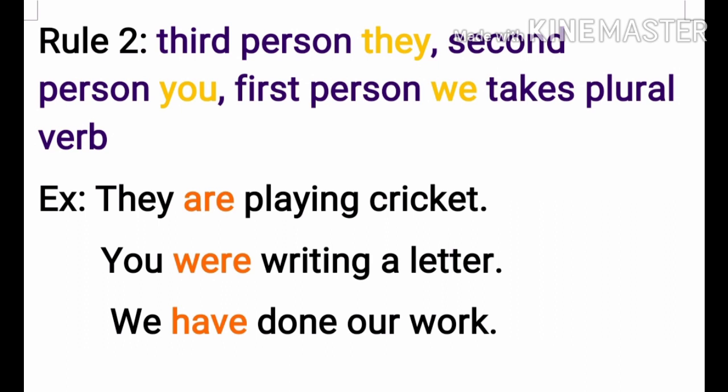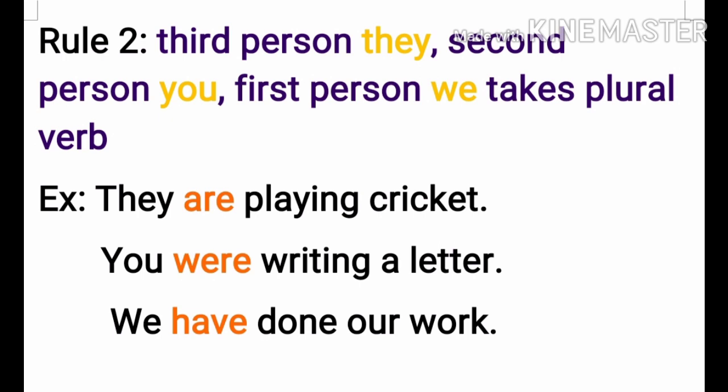Rule number 2: third person they, second person you and first person we take a plural verb. They, you, we take a plural verb. This is rule number 2. So we can see in examples. They are playing cricket. You were writing a letter. We have done our work. That means they, you, we, which are third, second and first person, are plural, so they will take a plural verb.